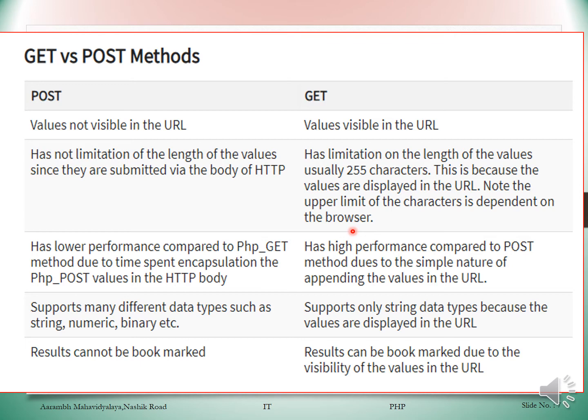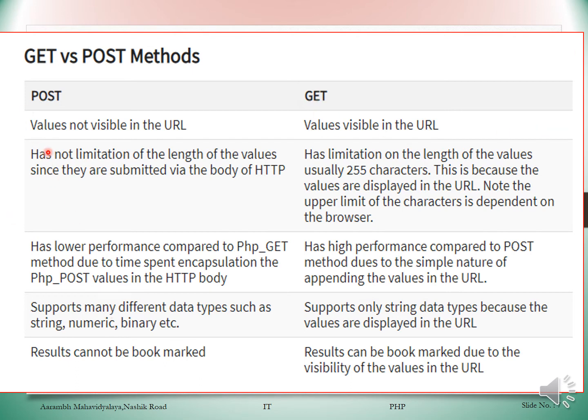Now see the difference between the get and post method. In the post method, whatever different values we are providing as input are not visible in the URL. URL means your website. But all those values will be visible in the get method.